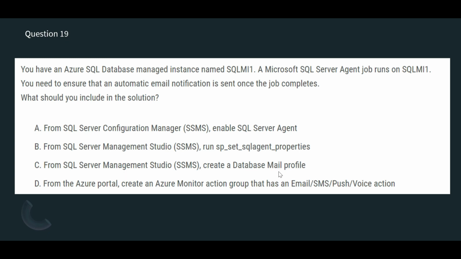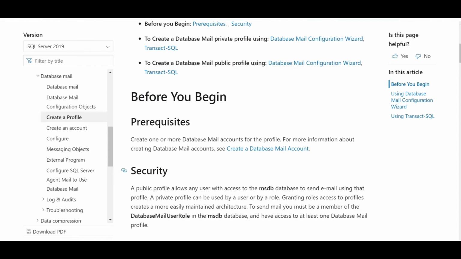This looks correct because you have to do that. Now if you see this documentation, these are the high level steps. You have to create a database mail profile, then you have to create an account, you have to configure the messaging objects, and then you have to configure SQL Server Agent mail to use the database mail, and then you can configure logs and audits also, like the mails were sent to whom and when, etc.